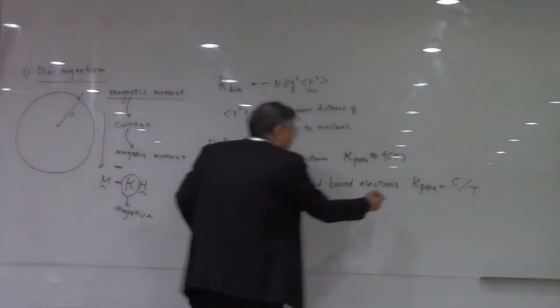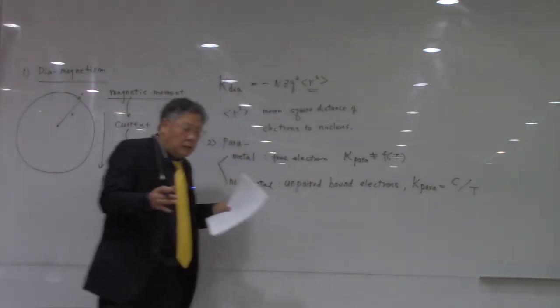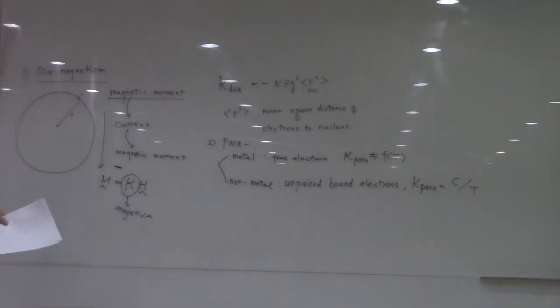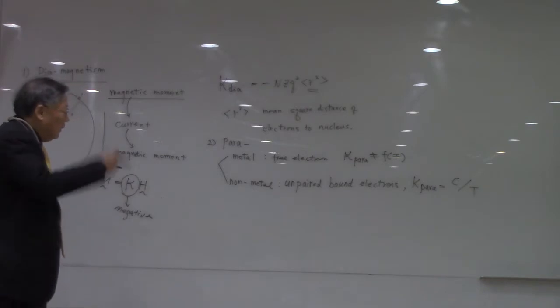Okay. So the paramagnetic materials, if you apply the magnetic field, then it is going to be magnetized by this paramagnetism. But if you increase the temperature, then the magnetic moment is going to diminish. It's going to disappear finally at high temperatures.